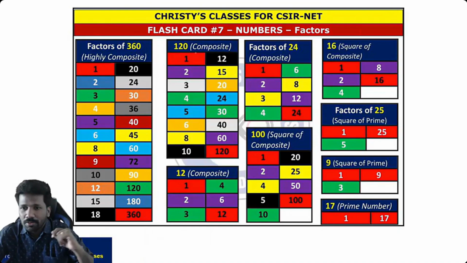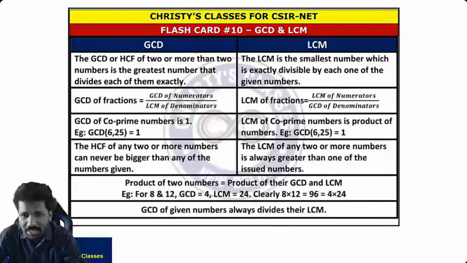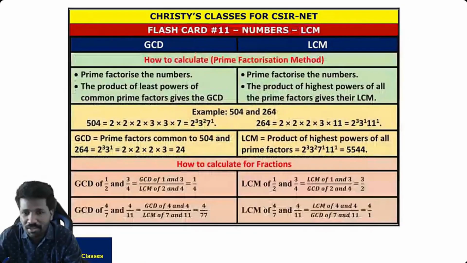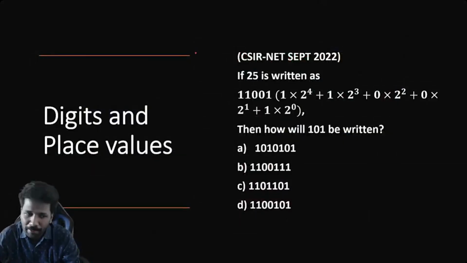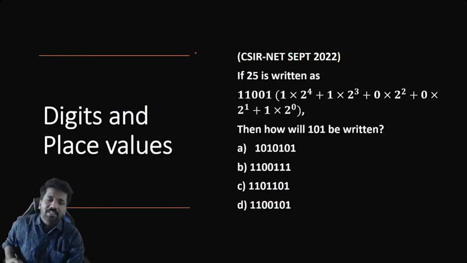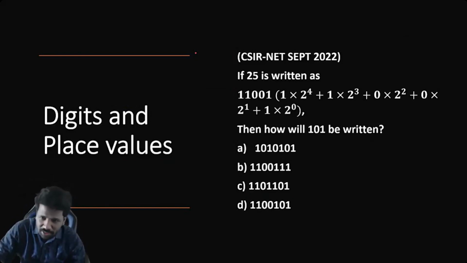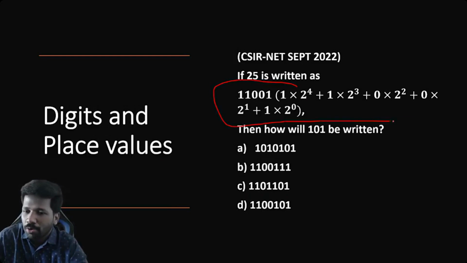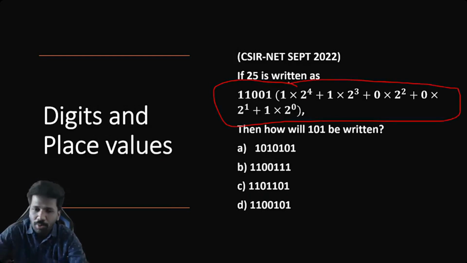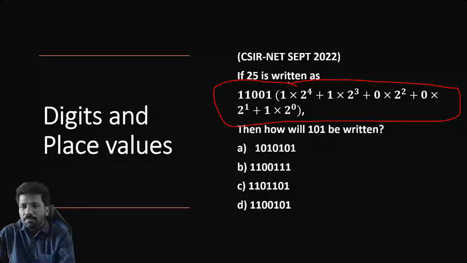And factors and divisors का continuation है LCM and HCF or LCM and GCD. Divisibility का ही continuation है LCM and GCD. How to find LCM and GCD and properties of LCM and GCD, ये सब important है. Next is digits and place value related questions. Digits and place value related questions में one important type is how to convert one number system to another, decimal to another number system, any number system to decimal. ये दो चीजें बहुत ही important है.